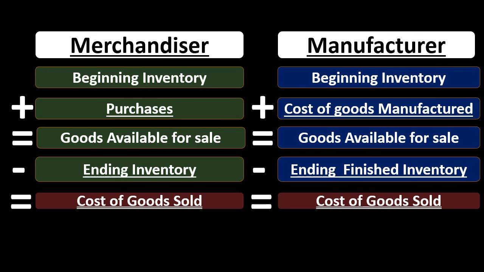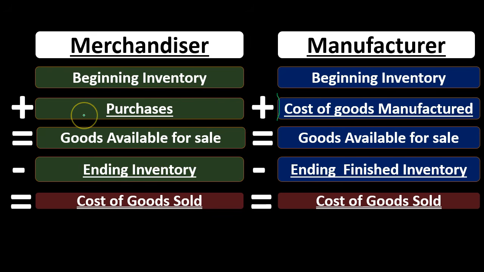Remember that the major difference between the cost of goods sold calculation for a merchandiser, a company that purchases and sells inventory, and a manufacturer, one that makes the inventory, is that a merchandiser has a purchases item where they just purchase the inventory, and the manufacturer is going to have the cost of goods manufactured. So this number becomes the number that we need to determine. How are we going to get to this number?